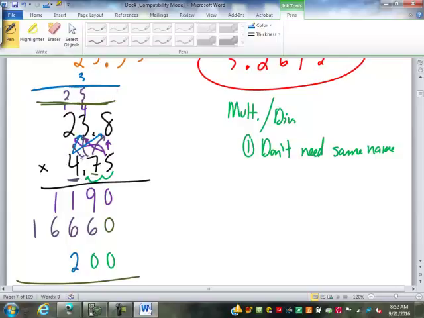4 times 3, 12 plus 3, 15, so 5, carry the 1. 4 times 2, 8 plus 1 is 9. So now I can add my columns.